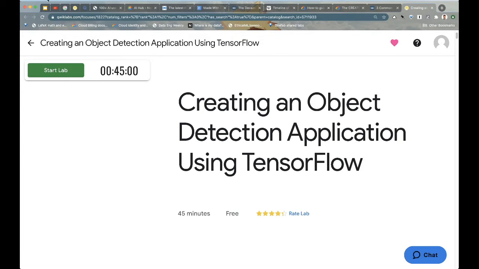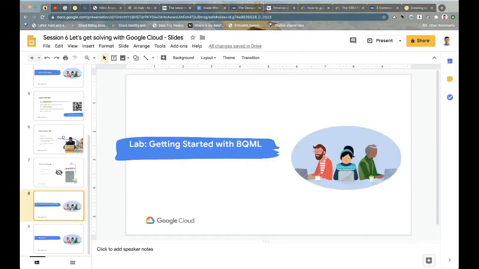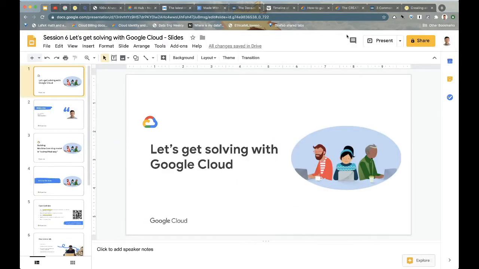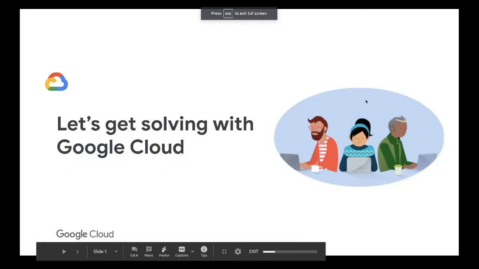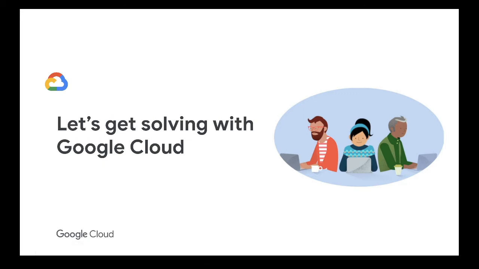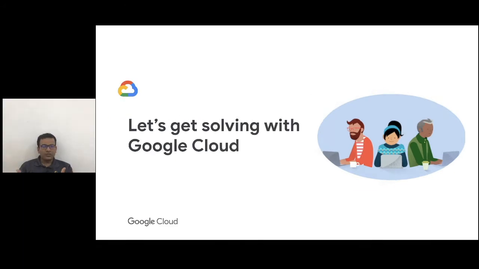So we are done with the machine learning part of Let's Get Solving with Google Cloud. What comes next is we will see how to do web development with the help of App Engine, and then Kubernetes Engine, and how it can be scaled and everything. So stay tuned. Next time onwards, we'll start doing that part.